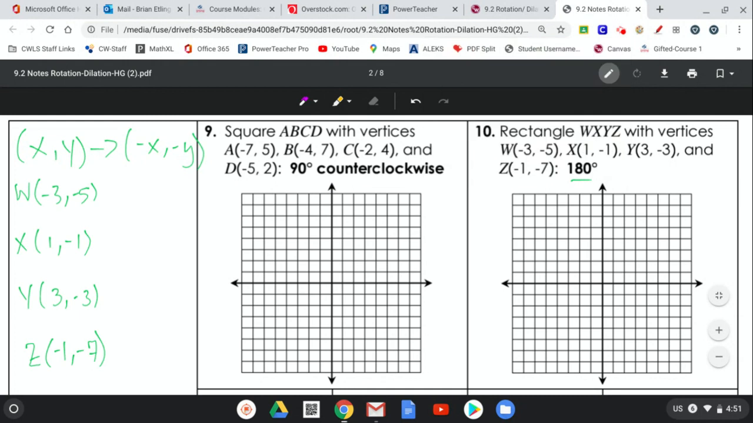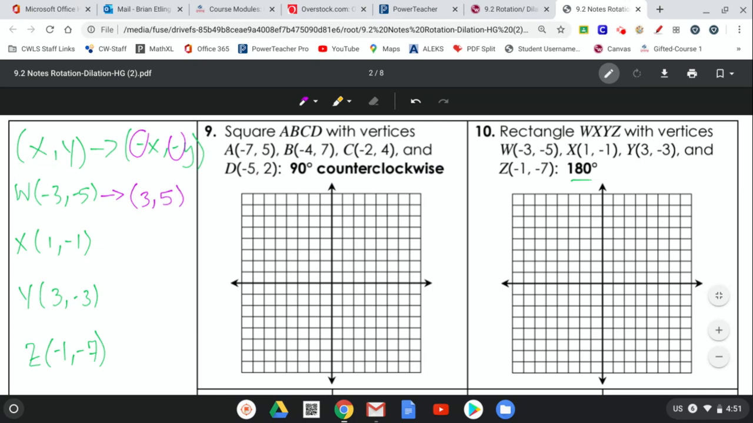All right, so we're back. I wrote down all the coordinates. We have the rule up there. So for this, remember, all we're doing, these negatives mean that the sign changes. So if it's positive, it goes to a negative. If it's negative, it goes to a positive. But we're not changing the position. We're leaving them in the same position. So that negative 3, negative 5, when we rotate it 180 degrees, becomes 3, 5.